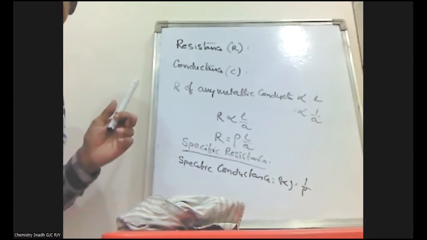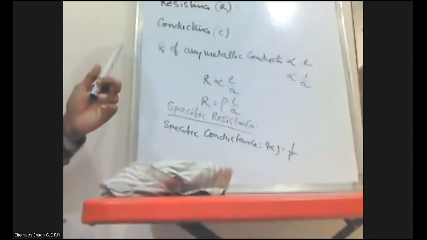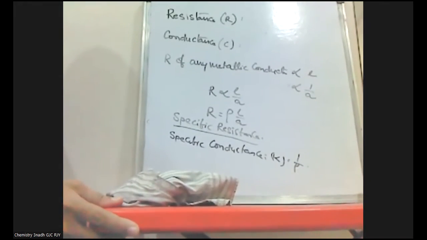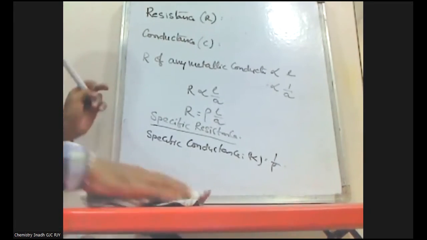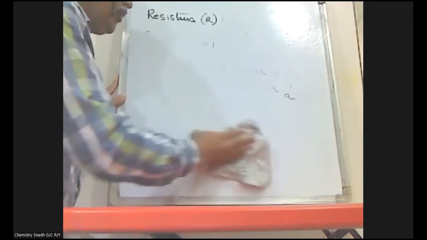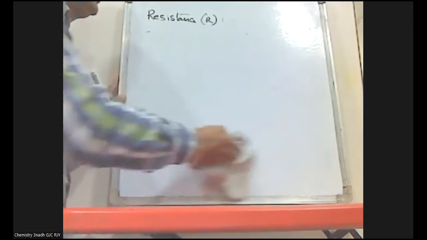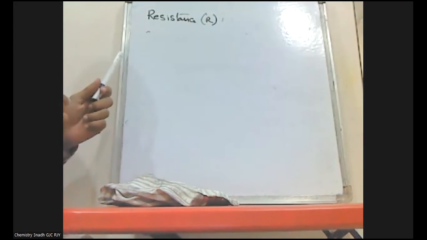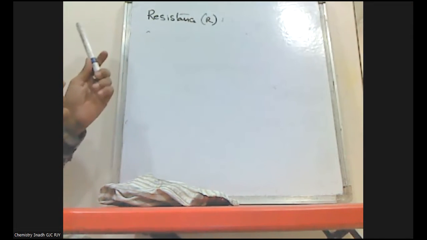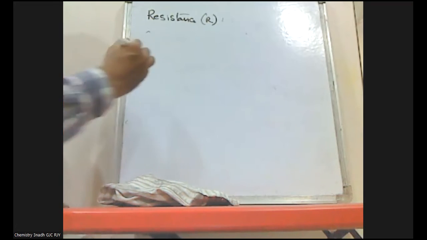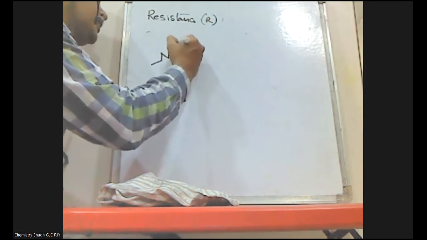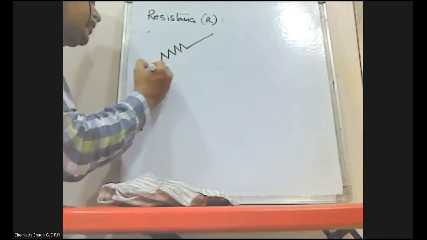Wheatstone bridge method. In the Wheatstone bridge method, there are 4 arms. 2 arms are connected to known resistances. The third one is a variable resistance, whose resistance can be varied. And the fourth one is the unknown resistance, whose value needs to be determined. You see here in the Wheatstone bridge, there are 4 arms like this.